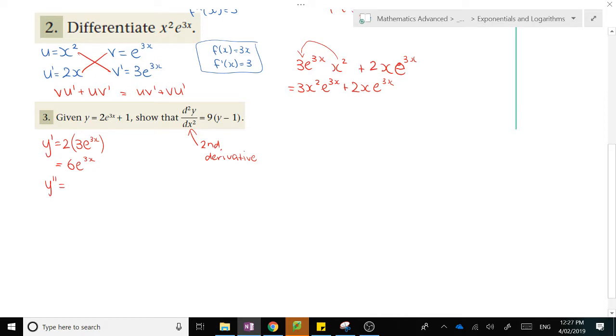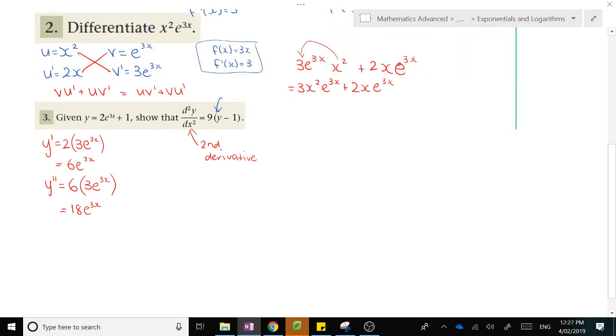So, let's do this again. 6 just chills out the front. What do I have now? What's e to the power of 3x? We differentiate 3x, we get 3, and we write it again. Now, have I answered the question? No. So there's something peculiar in here.